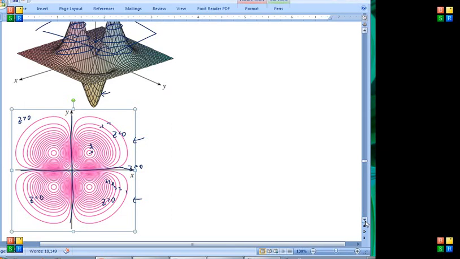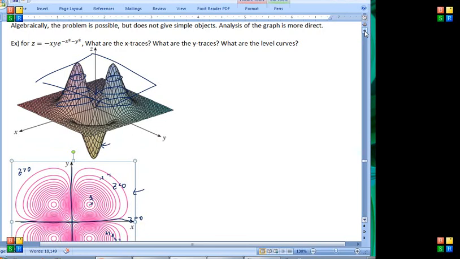So one comment that I want to make is that x traces and y traces are a lot simpler than level curves. And the reason for this is the following. Z, at least for what we're talking about right now, is a function of x and y. So if for a y trace you turn y into a constant, or for an x trace you turn x into a constant, you have z is a function of x, or z is a function of y. So those traces will just look like functions. Simple.